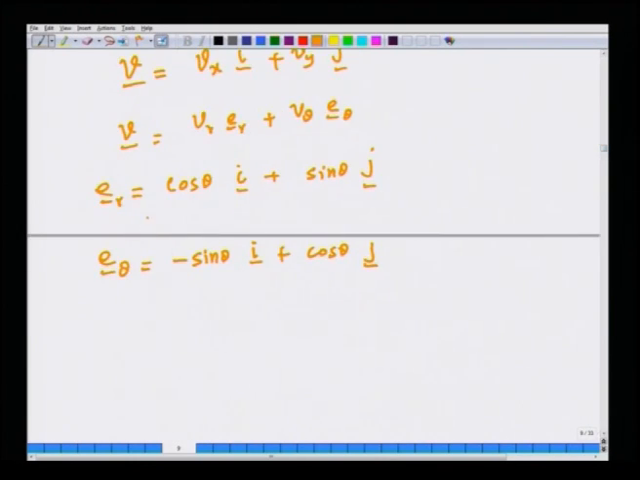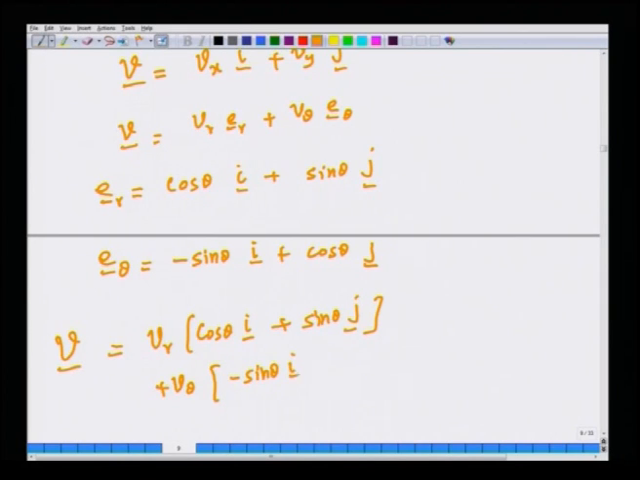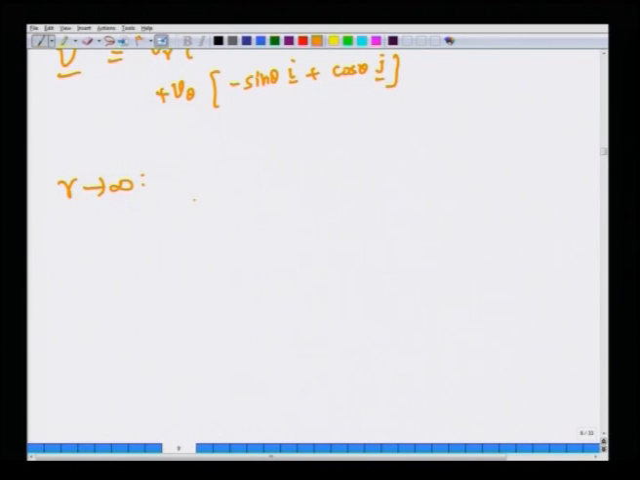So, we can plug these values of e r and e theta in terms of i and j here, and then write the velocity in Cartesian coordinates, which essentially becomes u. So, v becomes V r times (cos theta i plus sin theta j) plus V theta times (minus sin theta i plus cos theta j). As r goes to infinity, if you simplify this, you will find that the velocity vector is u cos squared theta i plus u cos theta sin theta j plus u sin squared theta i minus u sin theta cos theta j.